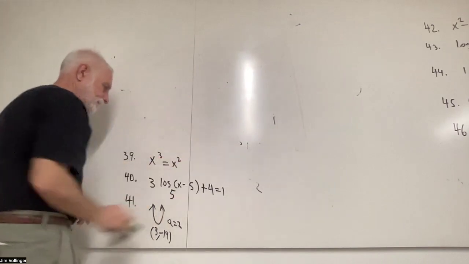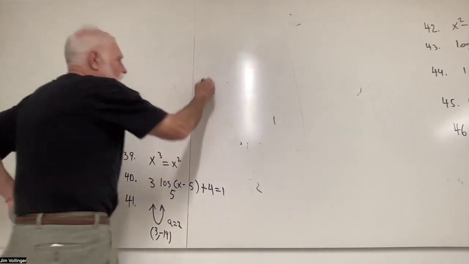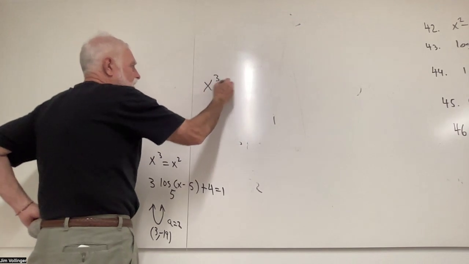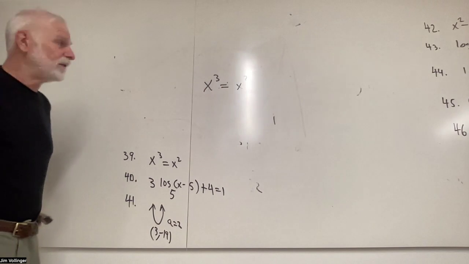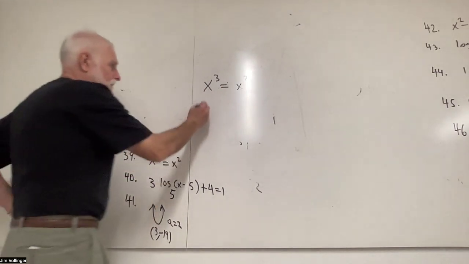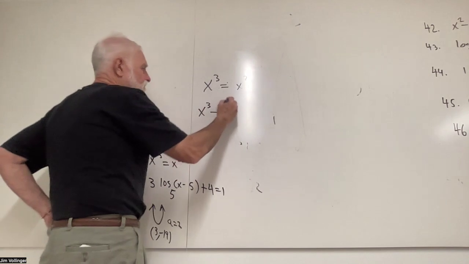That's out of the way. How do you solve x cubed equals x squared? Well, one of the rules of solving equations is getting your variables together. So I want to put x cubed minus x squared on the left.